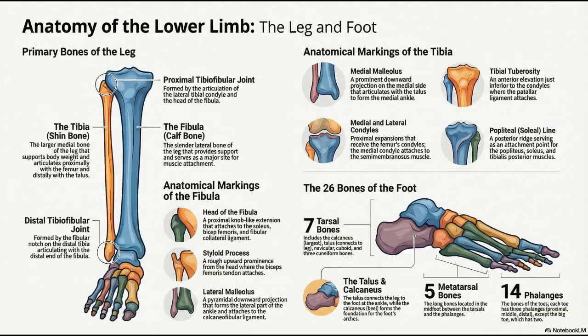And there's a specific point mentioned called the styloid process? Yes, the styloid process is a rough prominence extending upward from the head. Think of it as a hook. A hook for what? It gives the biceps femoris tendon and the LCL a mechanical lip to grind onto so they don't slip off under high tension. It provides a more secure anchor.